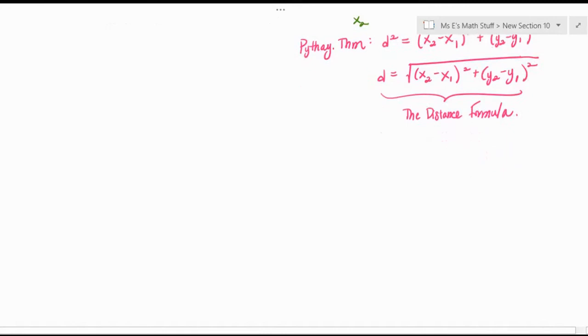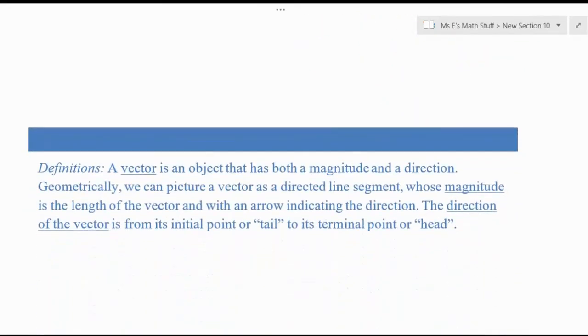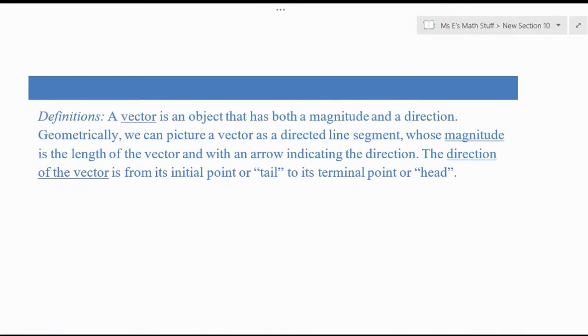Let's start talking about some vectors. So the first thing that I want you to be clear on is some vocabulary that we'll be using in this lesson. So first, what is a vector? Please write this down. A vector is an object that has both a magnitude and a direction. Geometrically, we can picture a vector as a directed line segment whose magnitude is the length of the vector, and there's an arrow indicating the direction of the vector. The direction of the vector is from its initial point or tail to its terminal point or head.